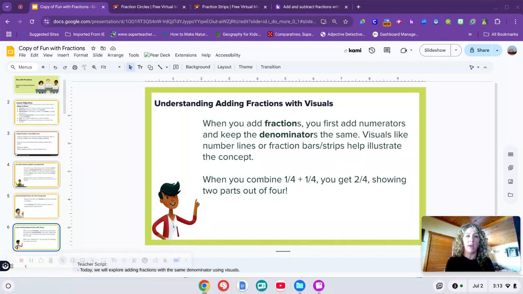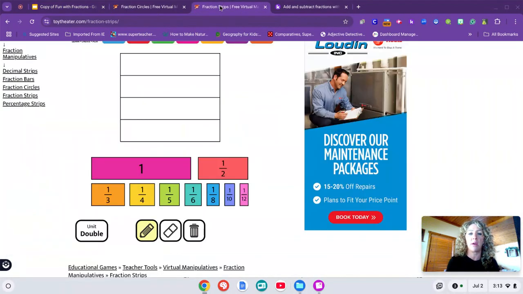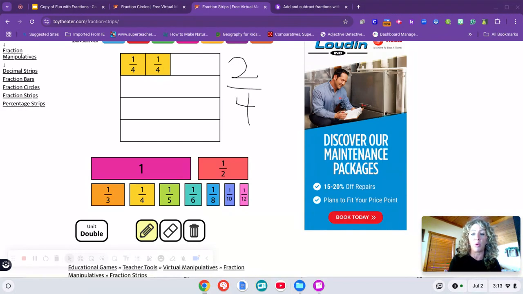So we're going to take a look at fraction bars and strips here, and we are going to do 1/4 plus 1/4. So you can see how many 1/4 do we have there. Somebody want to put a hand up in there? Elijah? We have 2, right. So we would first add our numerators together, and we would get 2, and we would keep our 4 the same. So 1/4 plus 1/4 would be 2/4. Good.